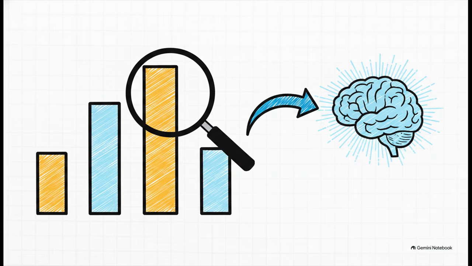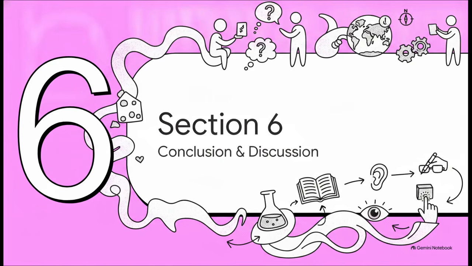When you look at a completed profile, that highest numerical score indicates the individual's strongest learning preference across all the modalities. That single dominant score points us toward the primary, go-to way a person prefers to take in and process new information. And finally, Section 6, conclusion and discussion.